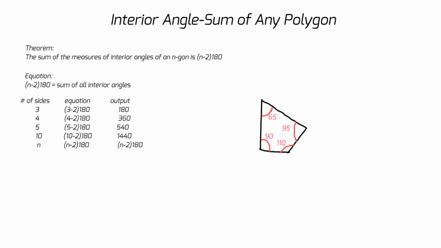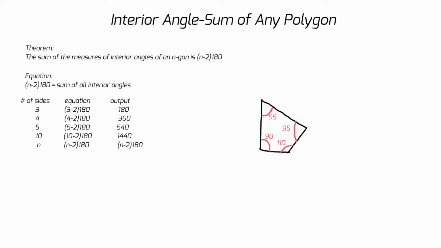We can see this over here in a table. If we have three sides, such as a triangle, the equation would be (3 minus 2) times 180, and our output would be 180 degrees. Four sides, (4 minus 2) times 180, 360 degrees. Five sides, the equation is (5 minus 2) times 180. The output would be 540 degrees. 10 minus 2 times 180 equals 1,440 degrees. And so, if there are n sides, the equation would be (n minus 2) times 180.